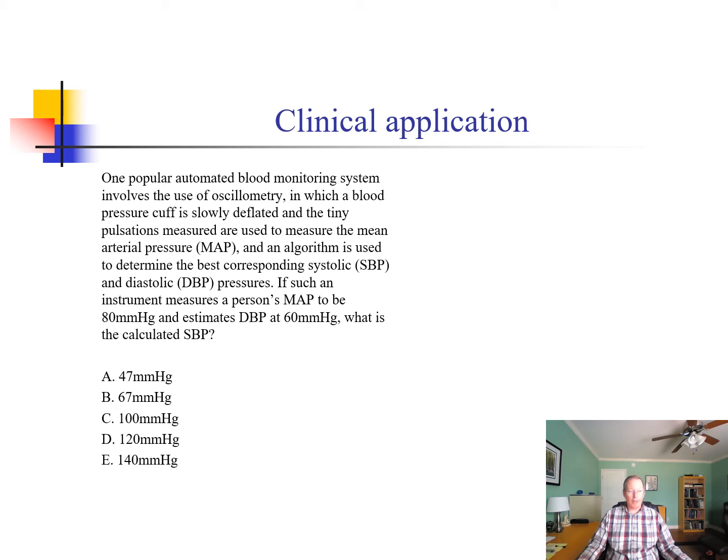One popular automated blood pressure monitoring system involves the use of oscillometry, in which the blood pressure cuff is slowly deflated and tiny pulsations are used to measure the mean arterial pressure. And then an algorithm is used to determine the best corresponding systolic and diastolic pressures. If such an instrument measures a person's mean arterial pressure to be 80 millimeters of mercury and estimates the diastolic blood pressure at 60 millimeters of mercury, what is the calculated systolic blood pressure?